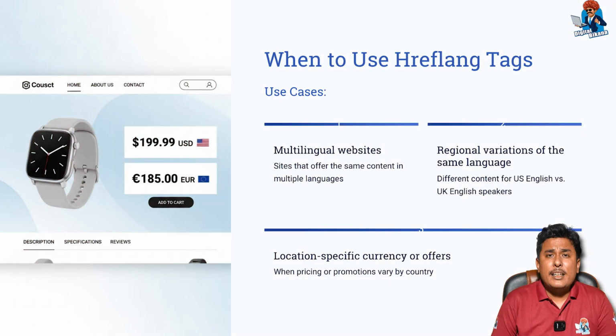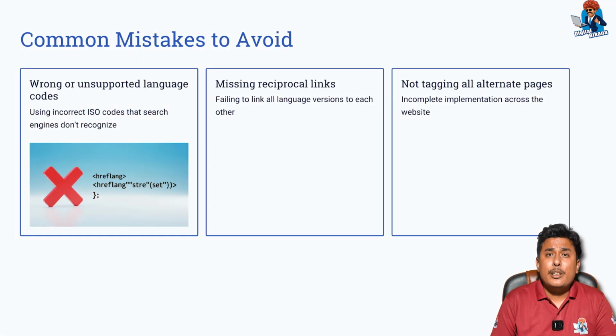Use Hreflang tags when you have multiple language versions of a page, country-specific content, or different currency formats for different regions. Common mistakes include incorrect language codes, missing return links, and inconsistent Hreflang placement. Every tagged page must reference all other language versions, including itself.